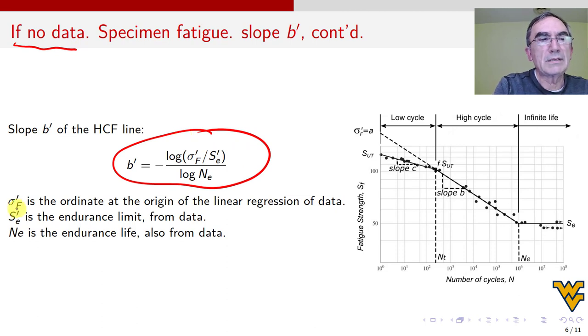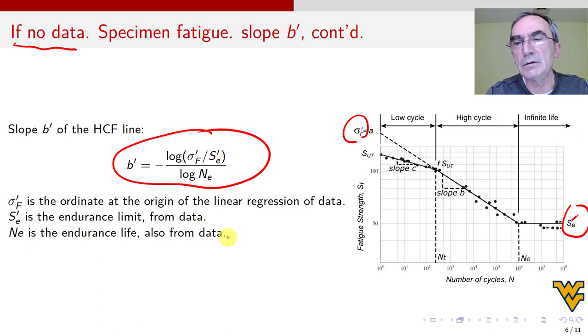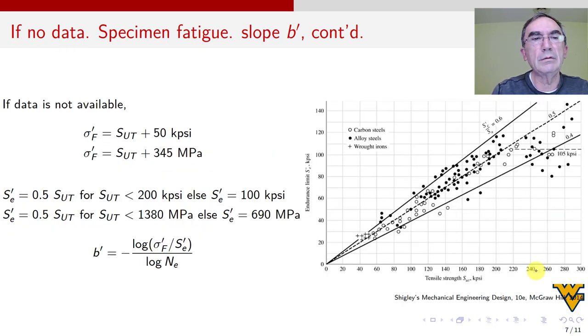And here is to emphasize, sigma F prime is the ordinate at the origin of the linear regression of the data. So it's here. And SE prime is the endurance limit from data, okay? But we don't have data, right? Okay, and NE is the endurance life also from data, but we can assume it's 10 to the 6. It's right there. So what are we going to do? This is what we're going to do. If data is not available, here no data, not available.